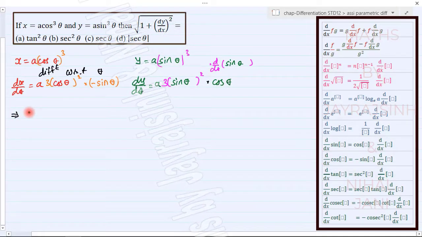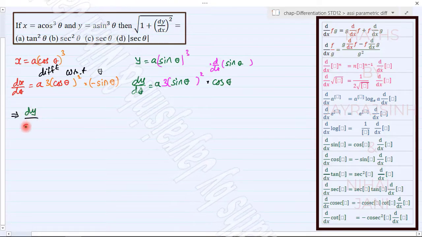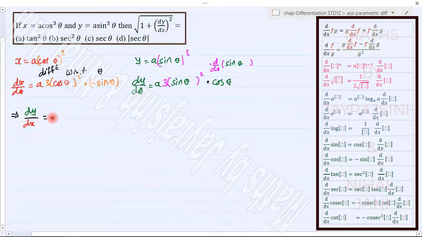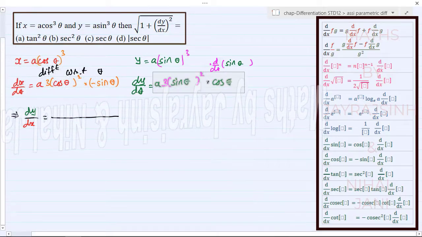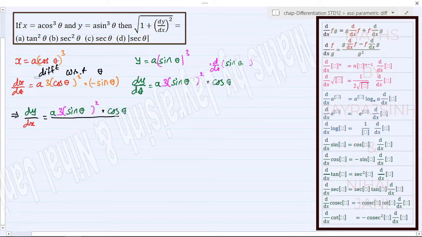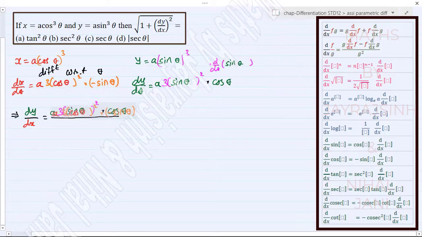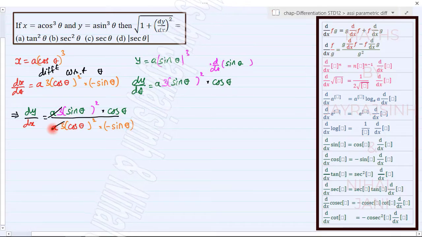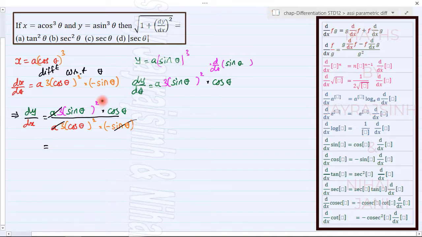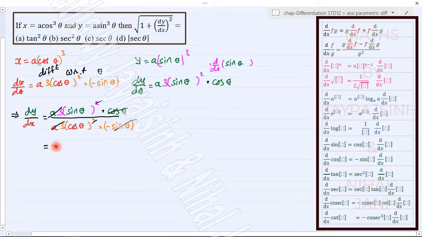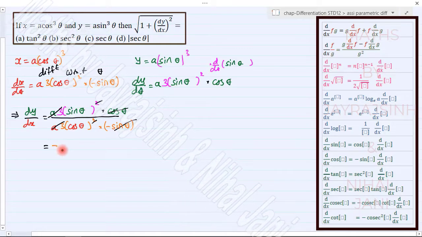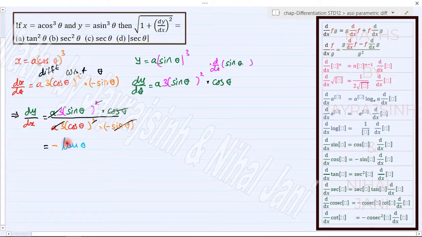So we are ready to get dy by dx, which is the ratio of your dy by d theta and dx by d theta. So here 3a will cancel out, 1 power of sin will reduce and 1 power of cos will reduce. So we'll get minus sin by cos, or we can say minus tan theta.